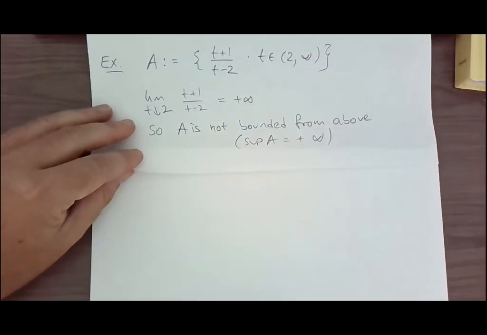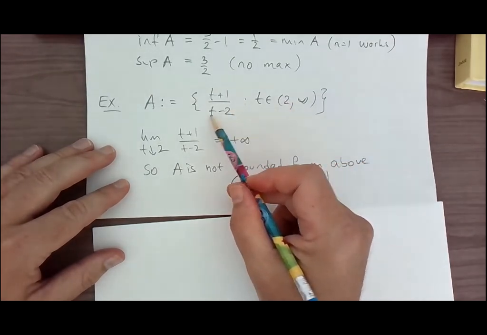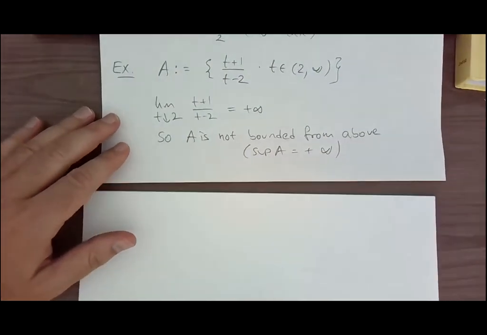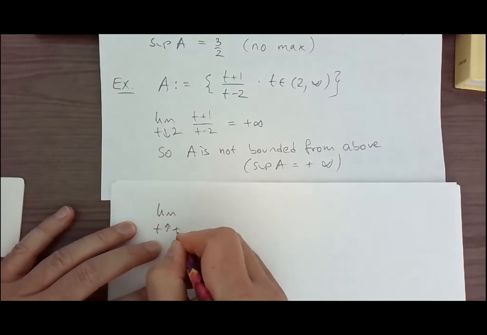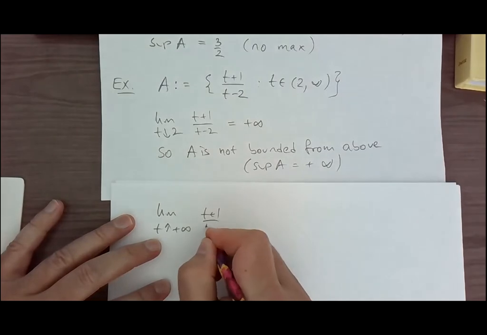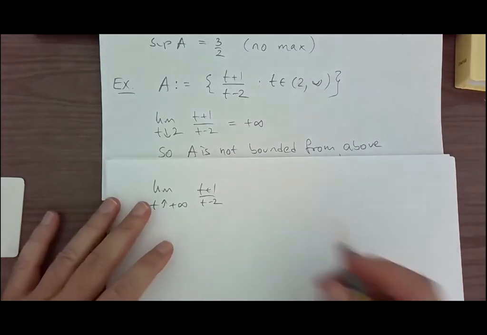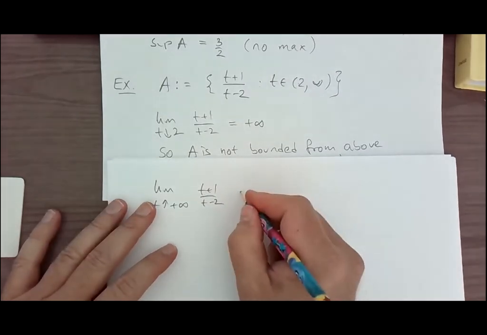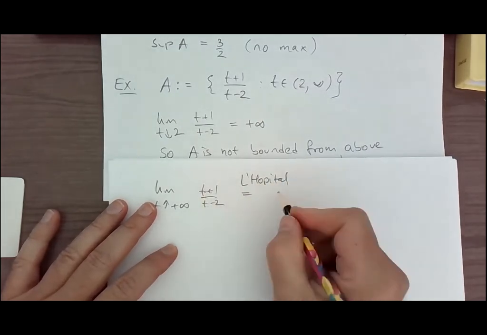What about the other way? This is what happens when t goes down to 2, and now we also want to send t off to infinity. And how do we do that one? Well, then we want to take the limit of t up to plus infinity of t plus 1 divided by t minus 2. And how would we do that one? Well, most students are going to say something like, let's apply L'Hopital. So we can do that. And then you get 1 over 1, this will be a 1.